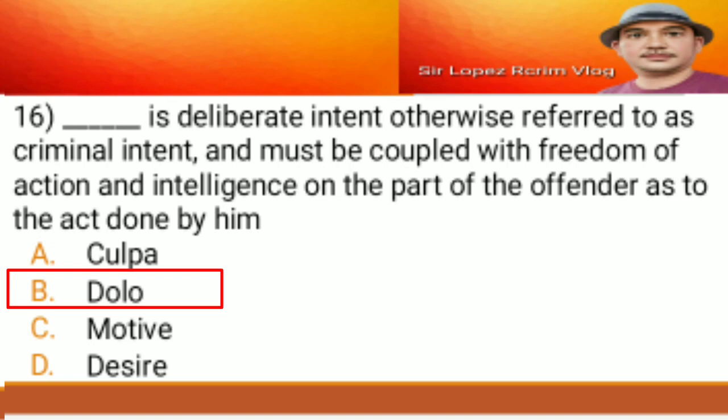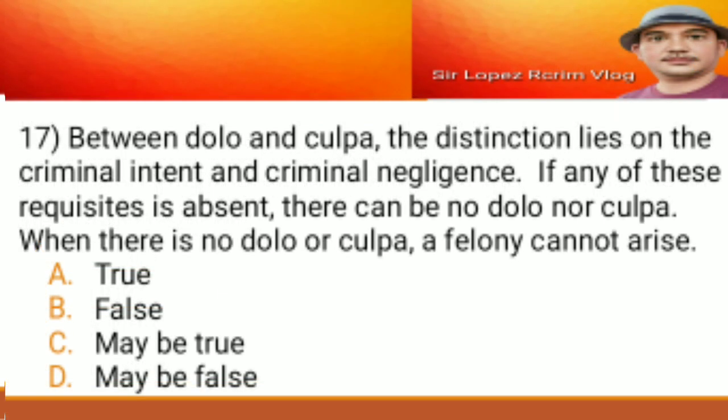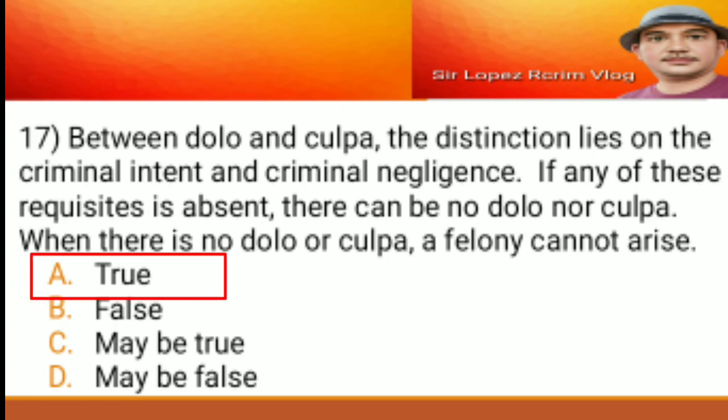Okay, number 17. Between dolo and culpa, the distinction lies on the criminal intent and criminal negligence. Okay? If any of these requisites is absent, there can be no dolo nor culpa. When there is no dolo or culpa, a felony cannot arise. A, true. B, false. C, may be true. Or letter D, may be false. The correct answer here is letter A, true.